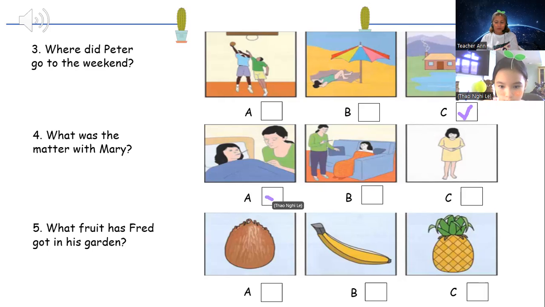Five. What fruit has Fred got in his garden? Mum, Fred's parents have got a new house in the country. It's very big. That's good. Has it got a garden? Yes, it has. And there's a lot of fruit. Oh, does it have coconuts or bananas? No, but it's got a lot of pineapples.